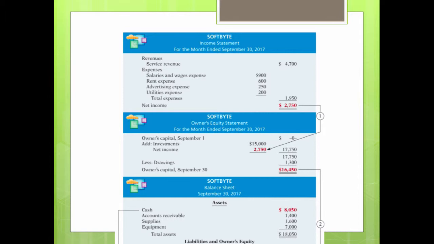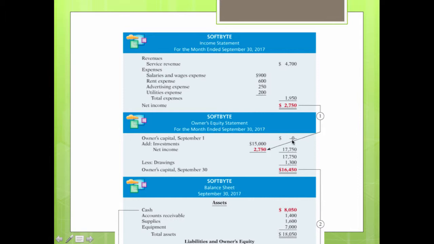Then you subtract any drawings. Remember that an owner can draw money to pay himself or herself for the month to pay personal bills. And so these will be drawings that were made by the business owner to determine the owner's capital at the end of the month. So you would report them here. And so at the end of the month, you will see that the owner's capital is now $16,450 versus at the beginning of the month, which was 0.